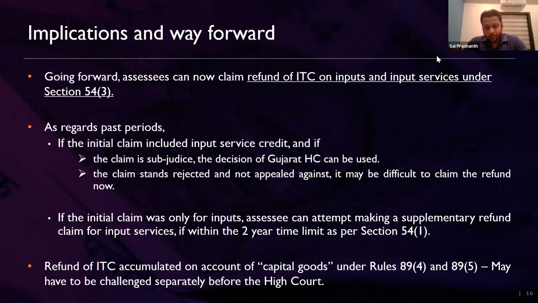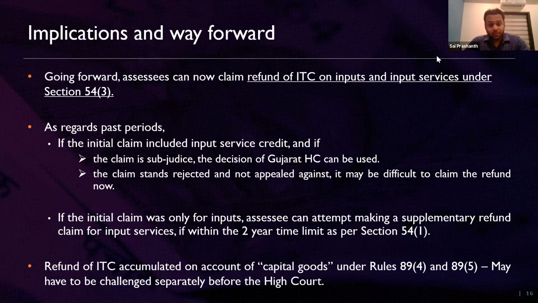Coming to the last point, the entire debate was on whether it's inputs or inputs and input services. But one important thing which has not been considered by the High Court, because it was not before the High Court, was whether capital goods can be part of the entire inverted duty structure. If the logic of the High Court were to be applied, then definitely capital goods can also form part of 54(3). This will have to be challenged separately before any High Court for a separate remedy, but the logic seems to be squarely applicable.